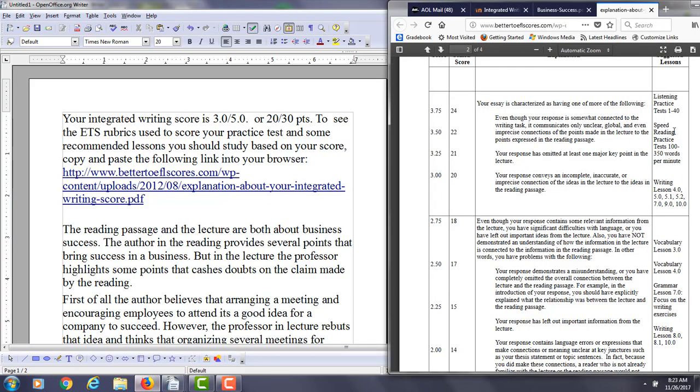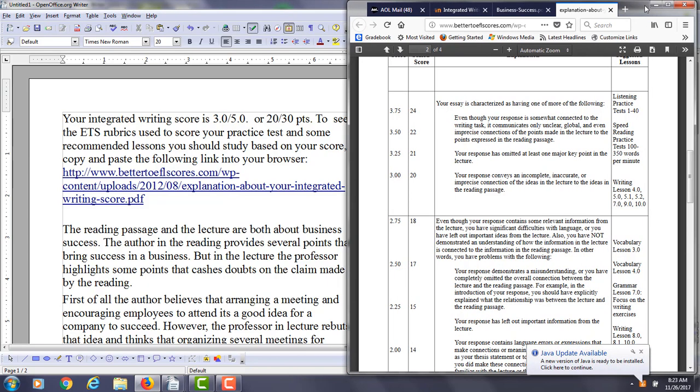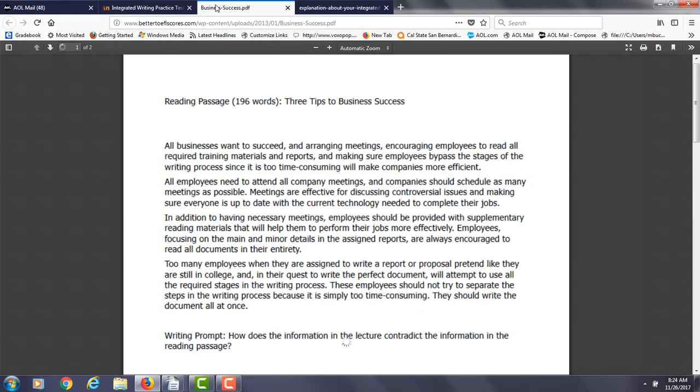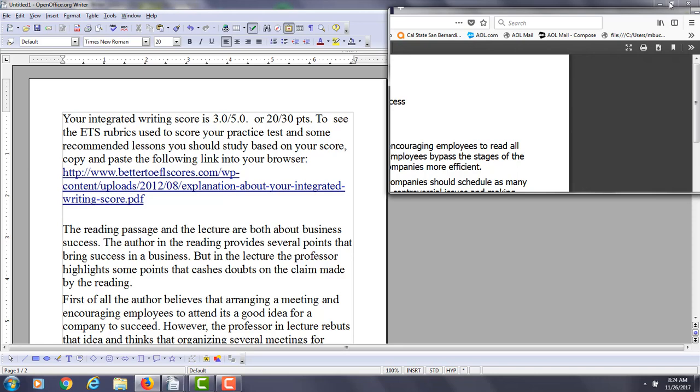So I'm looking over here at the rubrics. And I think here you have some incomplete, inaccurate, or imprecise connection of the ideas in the lecture to the ideas in the reading, right? So I think particularly as it relates to that third point in the lecture. So that's what we'll be looking at during this particular video.